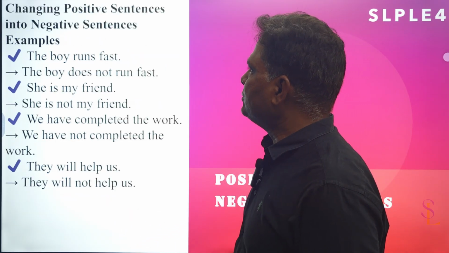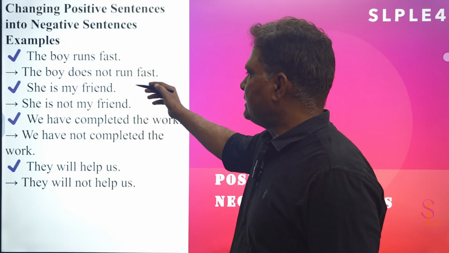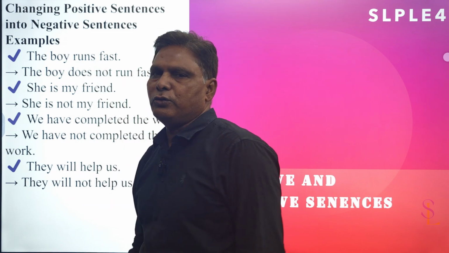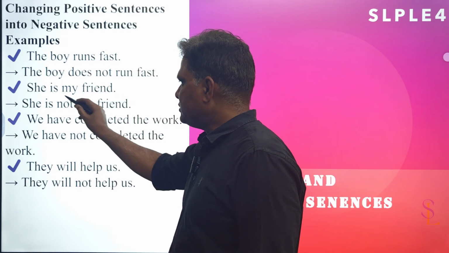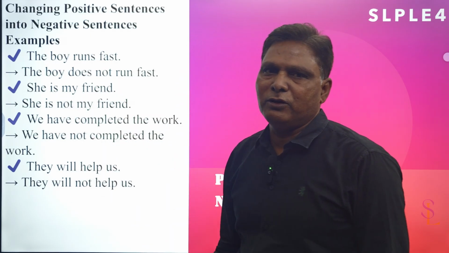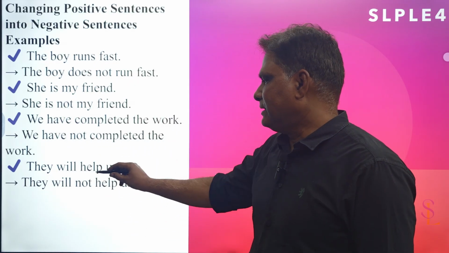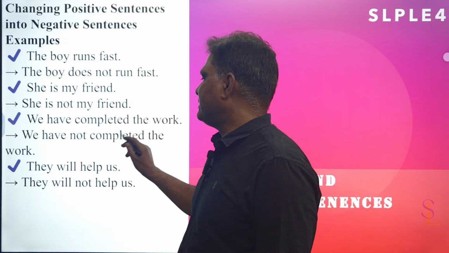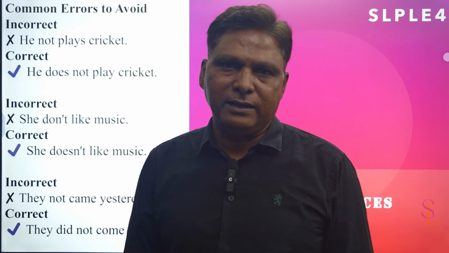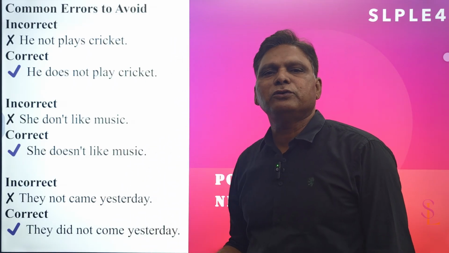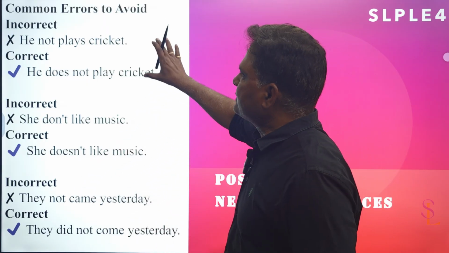Changing positive sentence into negative sentence, there are certain examples like the boy runs fast, the boy doesn't run fast. Whenever you use the word runs, which is V5 of the verb, it takes does plus not. She is my friend, is is a helping verb, so directly it takes not. We have not completed the work, they will help us, they will not help us, we haven't completed the work. So you can take as many examples as possible for understanding converting sentences from positive to negative sentences, and this will also help us understand the question tags.